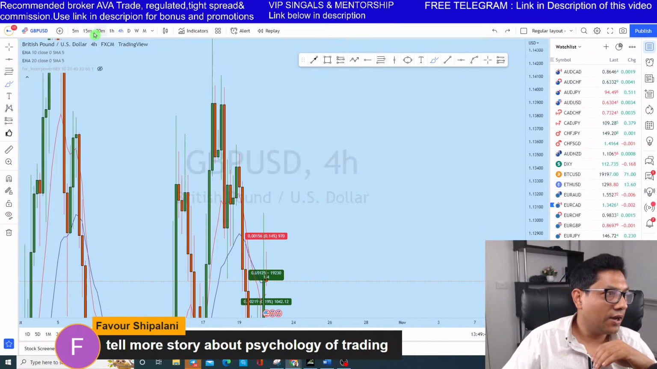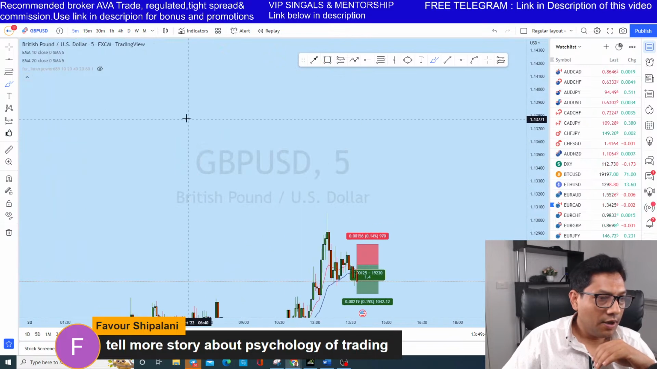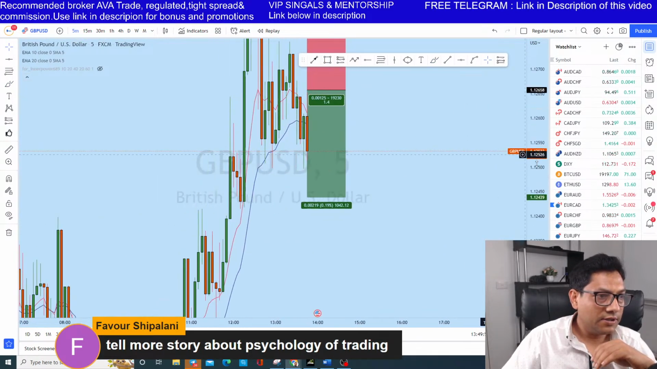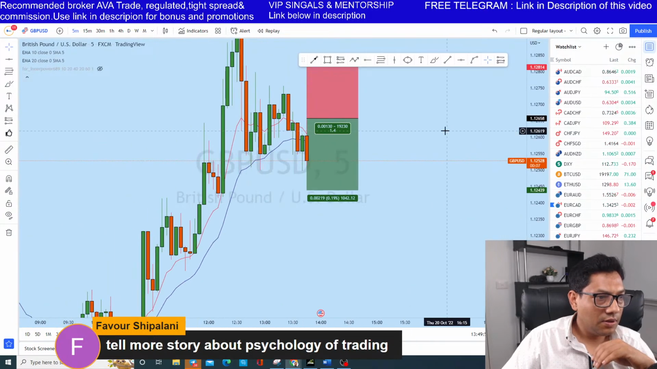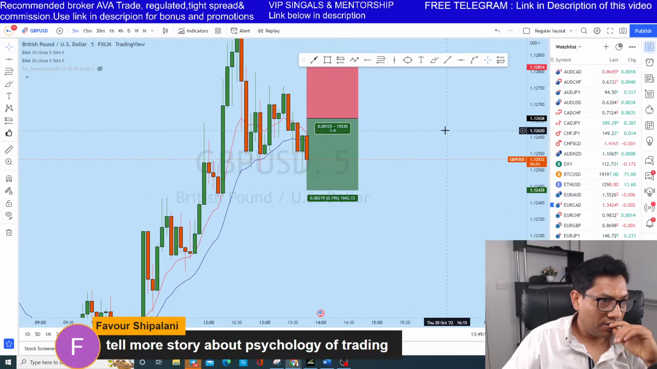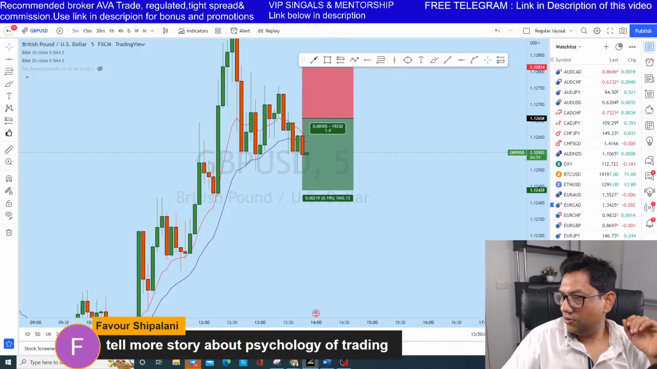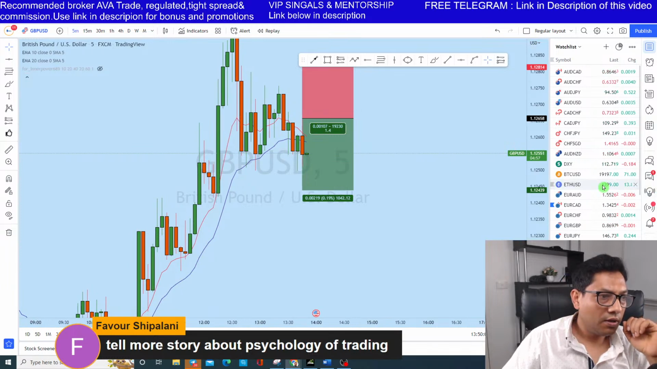Let's look now at British pound US dollar. What's happening with this? It looks like it's coming in the direction. I didn't close the trade, it is coming in the direction. Let me look at my profit on this one, which is now around $14 floating. Let's see what happens.